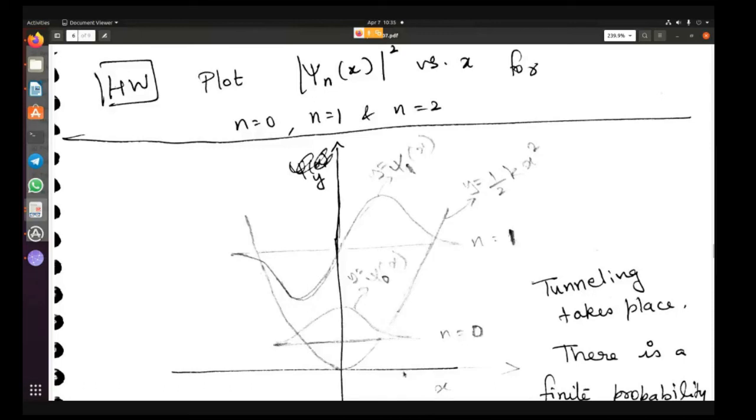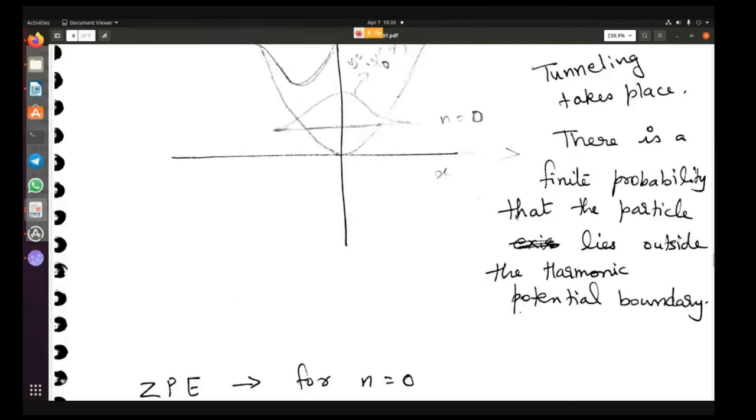So if you see for this value of x, the potential is only this much. If you see for this value of x, the potential is only this much, right? So there is some finite potential at every different value of x. And so the particle is going to tunnel outside the potential. Okay, is that clear? So that is what I've written here. Tunneling takes place. There is a finite probability that the particle lies outside the harmonic potential boundary.